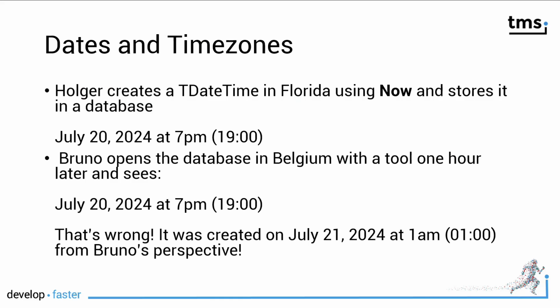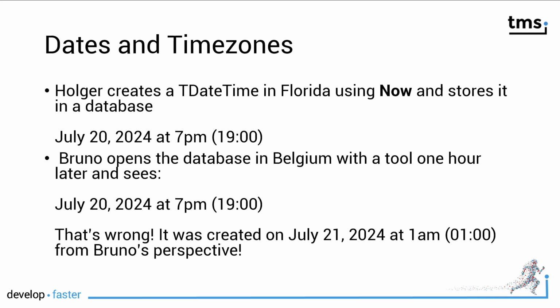I'll show you. So with regards to dates and time zones in Delphi, you don't have to dig deep to get this right, because Delphi makes it excruciatingly easy to use this. Let's start with an example, and we will use Now, as we've been doing for years. So assume Holger creates a TDateTime in Florida. That's on the East Coast of the United States. And I store that value inside of a database.